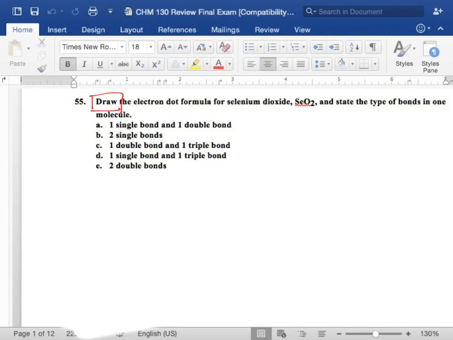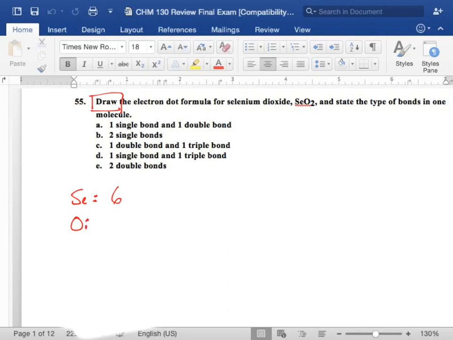Okay? Draw the electron dot formula for selenium dioxide. Okay? You should be rock stars at this because you've memorized the rules that I told you to go through and follow every single time. The very first rule is exactly right, total the valence electrons. Selenium has 6.